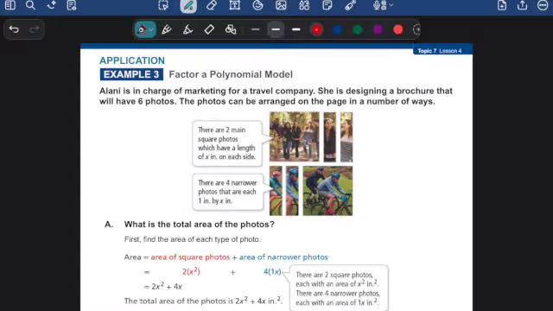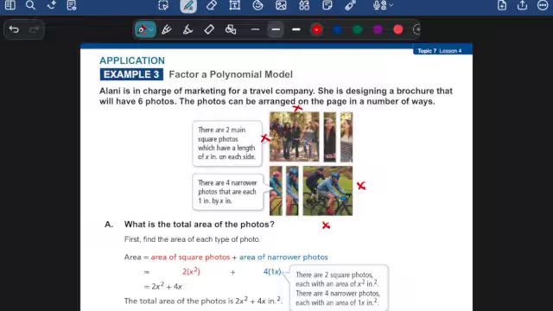Application, factoring a polynomial model. So Alani is in charge of marketing for a travel company. She's designing a brochure that will have 6 total photos. The photos can be arranged on the page in a number of ways. There are two main squares of photos which have a length of x on each side. So let's write that. This is x, and this is x, this is x, and this is x.